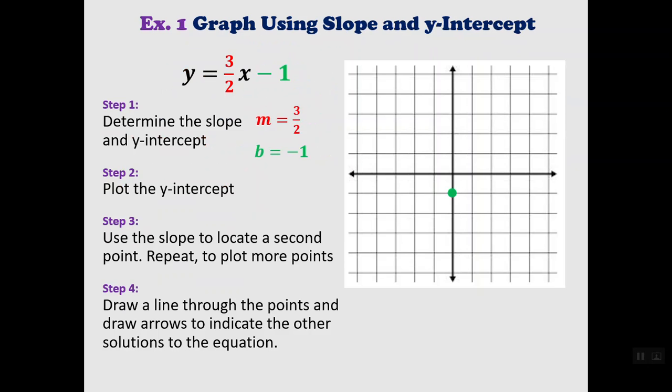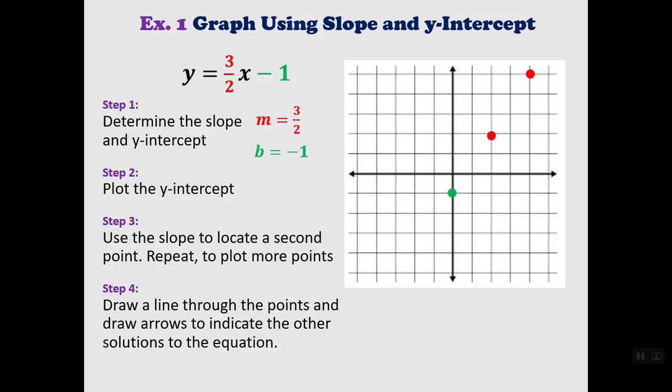Now, we're not told any other points on the line, but step 3 says we can use the slope to actually locate a second point. So we put our pencil right on the y-intercept and then move according to the slope, which is 3/2. So that means we're going to be moving up 3 and to the right 2. So I'm going to move my pencil up 3 to the right 2 and plot another point. Then we can continue doing that, up 3 to the right 2.